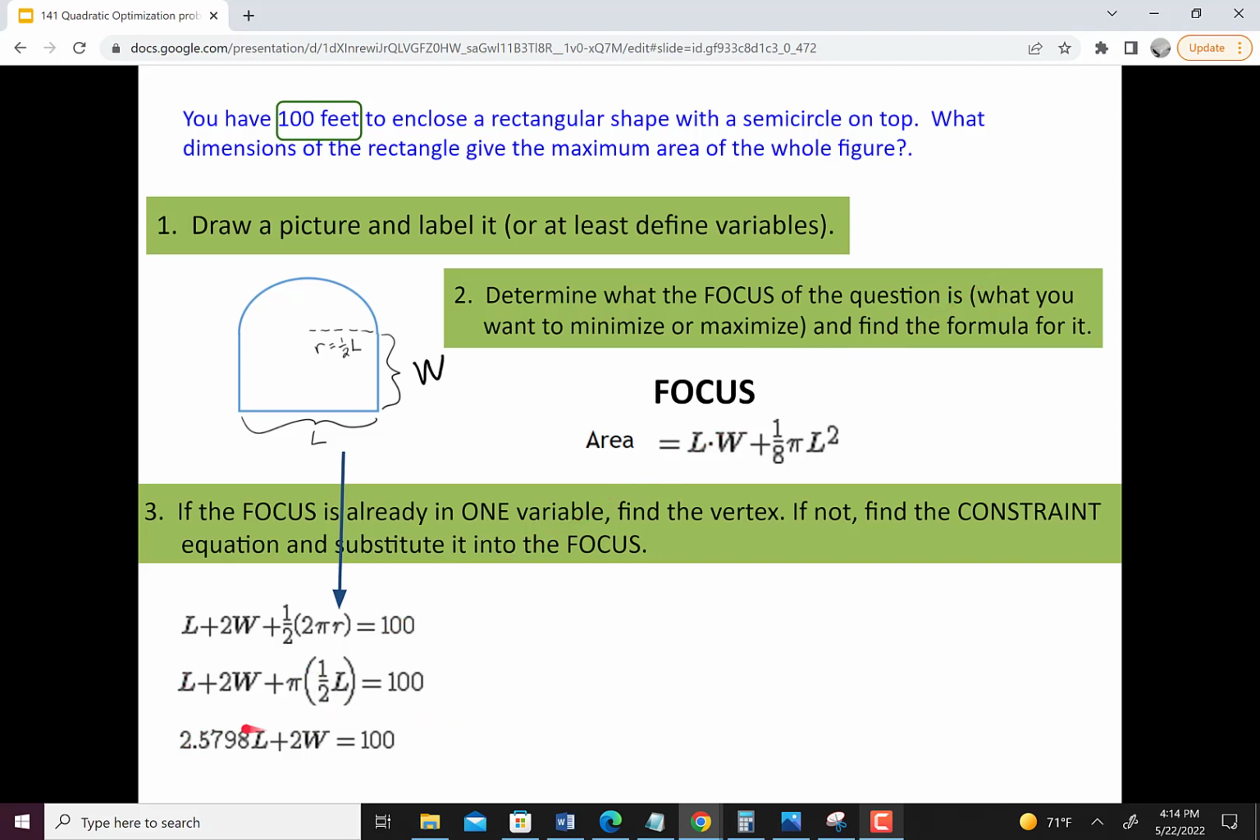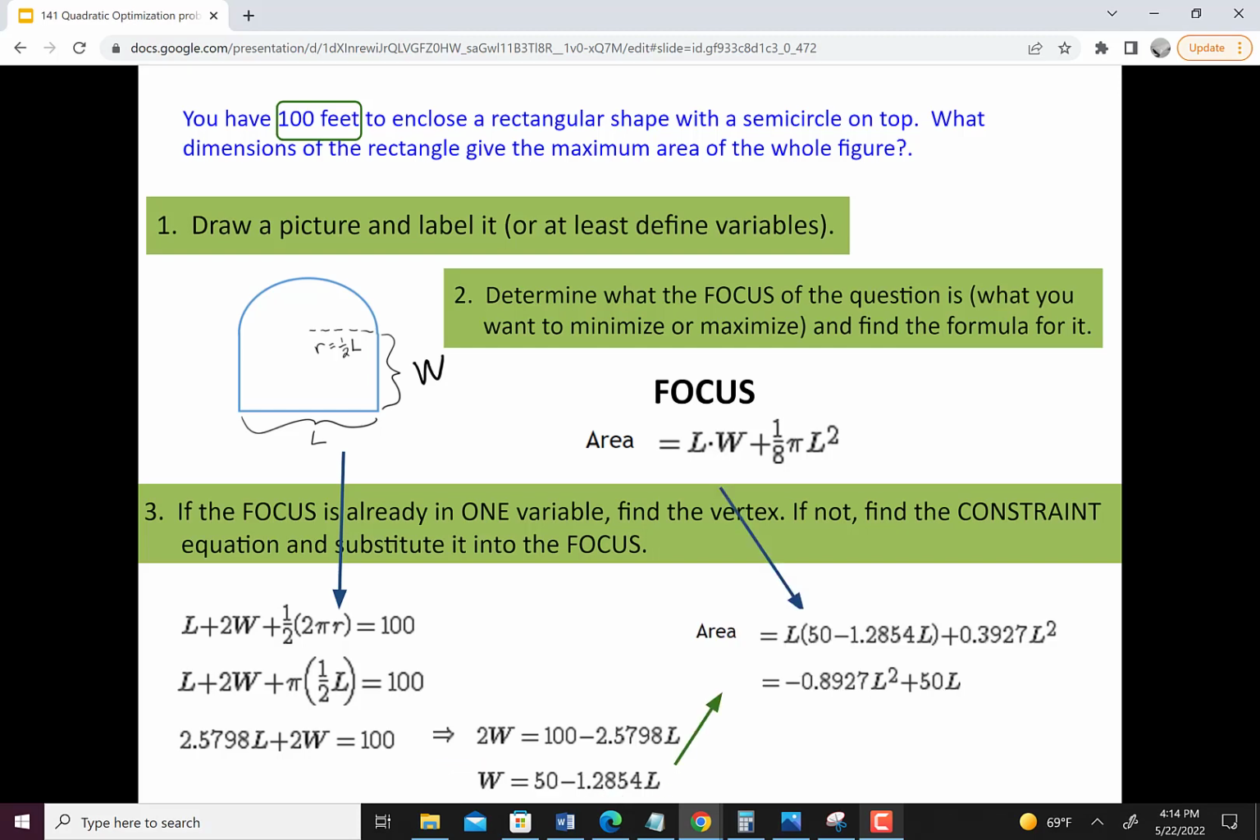And then let's solve for either L or W. I think I'll solve for W because it's nicer to divide by 2. And I end up with this lovely formula here. And when I do that and simplify, I end up with a nice formula, a quadratic that only has one variable, which is what we're going for.